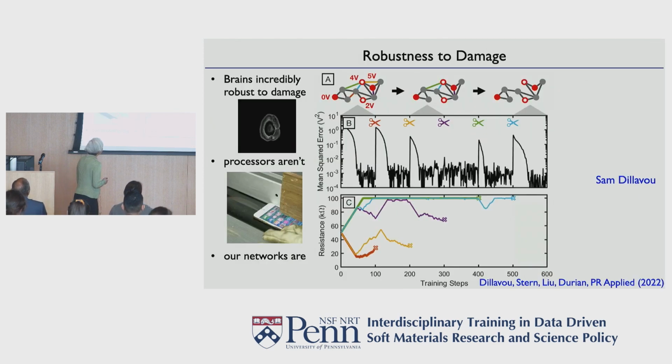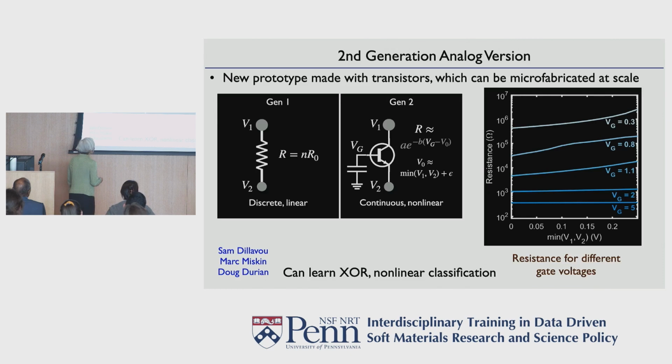Is that true here? Yes, it turns out that you can rip out 5 edges out of 16 and it can still learn the task. It just relearns it, no problem. So it's very robust, and that's because learning is distributed among these edges. Each edge is learning on its own. So if there's damage, it just finds another solution. It finds a way around it.